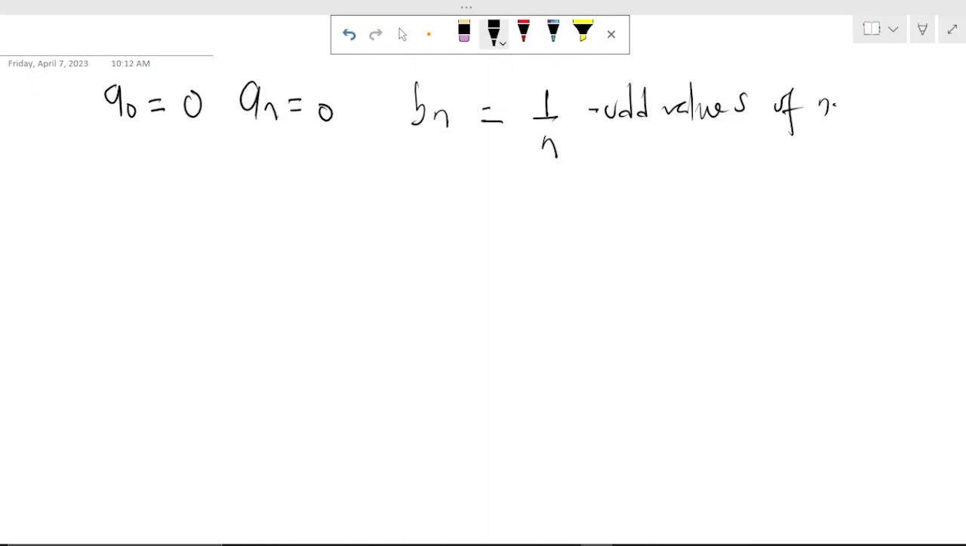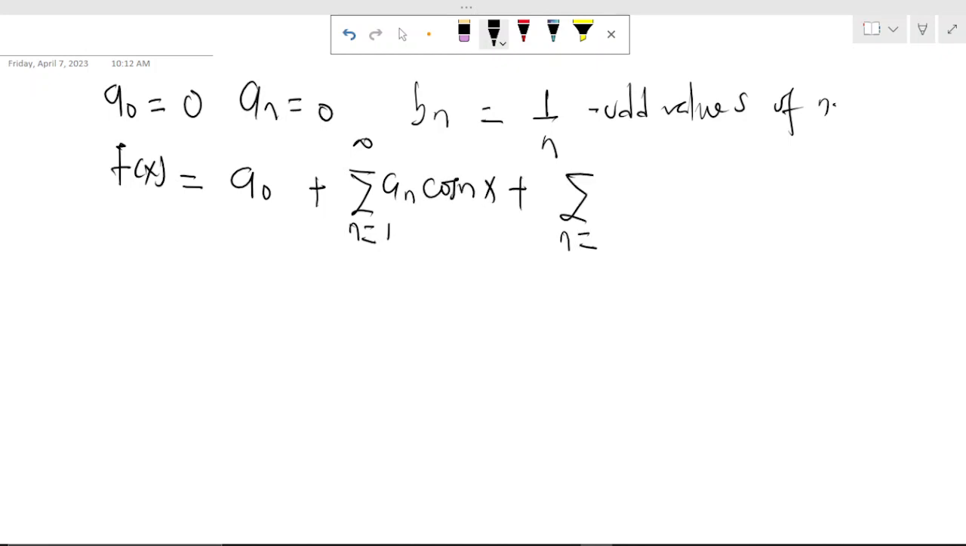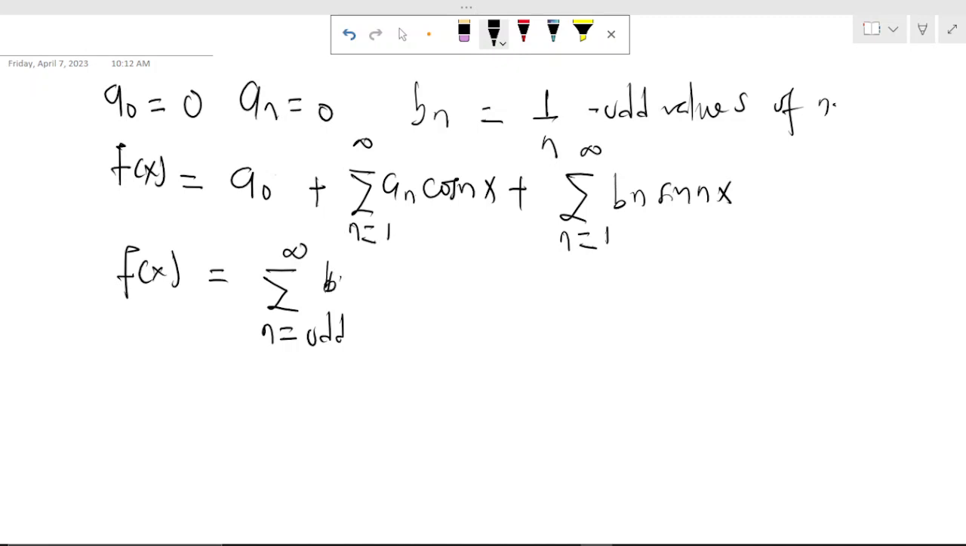So recall that Fourier series takes a periodic function f of x and expresses it in terms of its components, which is A0, plus summation as n goes from 1 to infinity of an cos nx, plus summation as n goes from 1 to infinity of bn sin nx. And our A0 here is 0, our an here is 0, so we only have the values for bn, only for odd values of n. So our f of x equals the sum, with n odd, to show that it only works for odd values of n, up to infinity. And what's our bn? 1 over n. Let's factor that out here. Sin nx. So this is one way to write our answer.